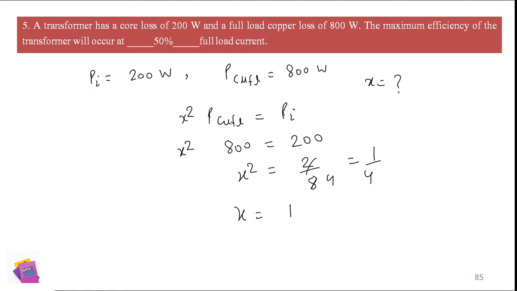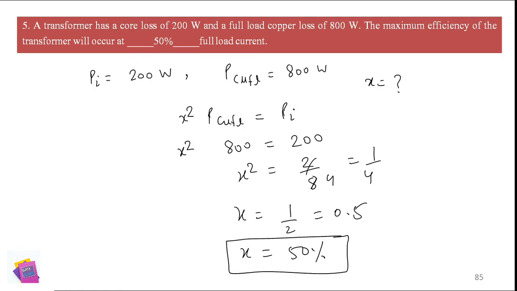So x equal to 1 by 2, 0.5, and x percent is 50%. So on 50% of full load, you will get the maximum efficiency when the iron loss is 200 watt and the full load copper loss is 800 watt.